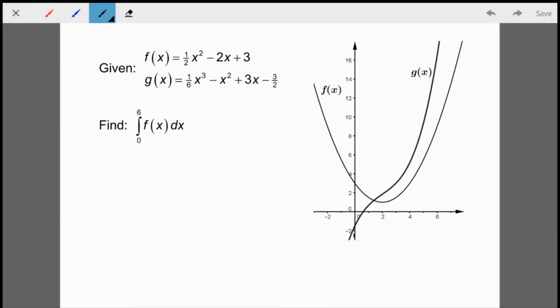In terms of actually solving this out, I'm going to go through this in a couple of different ways. The first thing I'm going to do is use the fundamental theorem of calculus to solve the integral from 0 to 6 of 1/2 x squared minus 2x plus 3 dx. That's what we're trying to solve. What the fundamental theorem of calculus says I can do is take antiderivatives here and solve this. That would make this 1/6 x cubed minus x squared plus 3x.